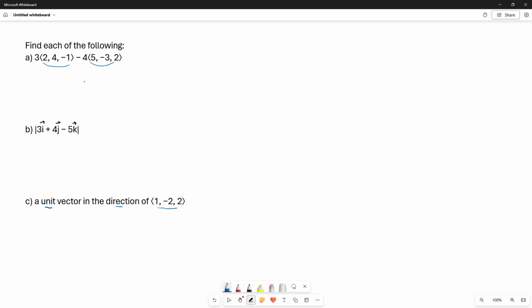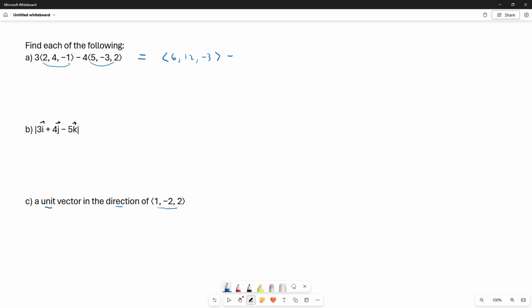So the computations for vectors in R3 are analogous to those in R2. We just have an extra component, and we'll see what difference that makes. So here we're going to first distribute the scalar multiple across each component of the vector. So 3 times a vector in R3 is going to give us a vector in R3 with 3 times each of the components. So 6, 12, negative 3.